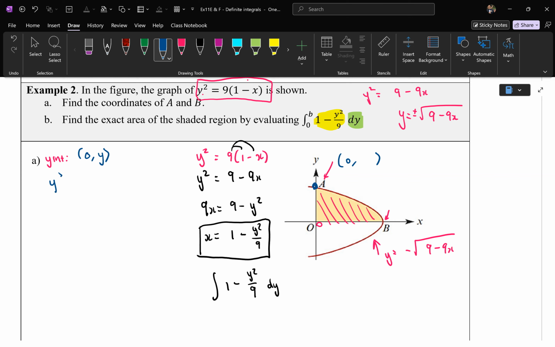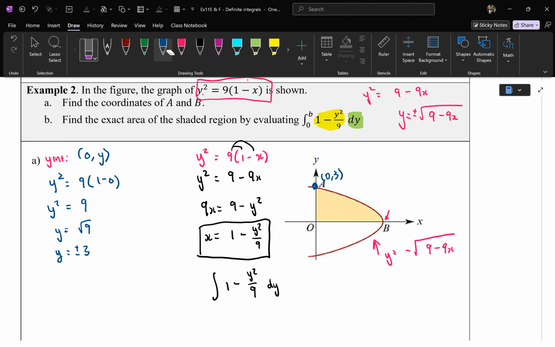If x is 0, y squared is equal to 9 times 1 minus 0. And that gives me 9. And y is equal to the root of 9, which gives me y is equal to plus or minus 3. But based on the diagram, A must be which value? 3. Very good. So we know this point here must be 0, 3. So far, so good.